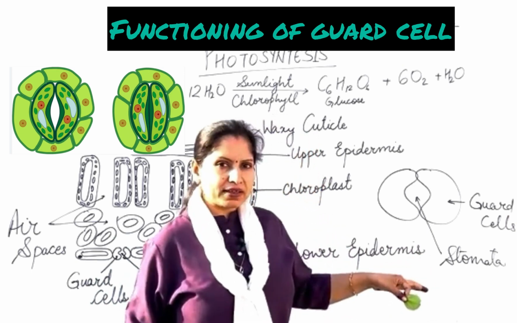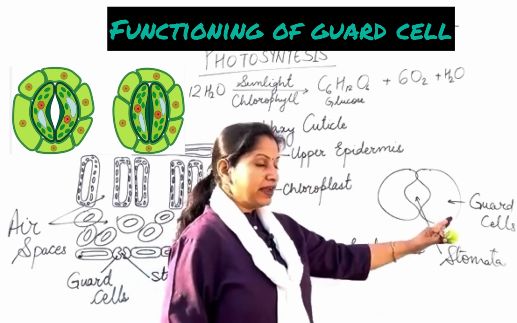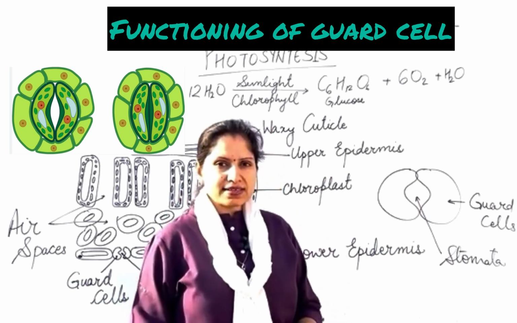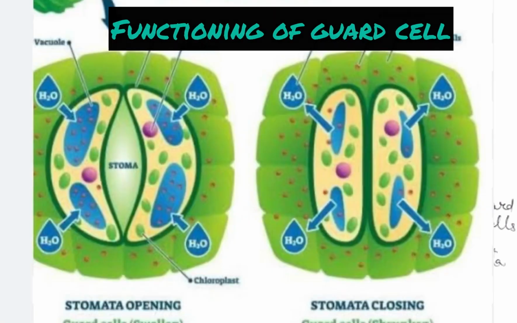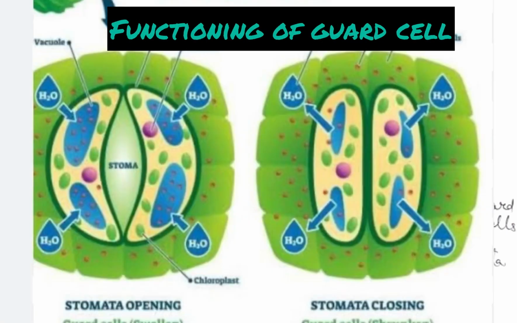Now, how this stomata is going to open or close will be regulated by the guard cells. How are the guard cells going to perform that? Guard cells are actually modified lower epidermis cells only. When they take up the water from the neighboring epidermal cells, they swell up. And when they swell up, what happens? The stomata is open. So, to open the stomata, the guard cells absorb the water from the neighboring cells and swell up, and that opens the stomata.